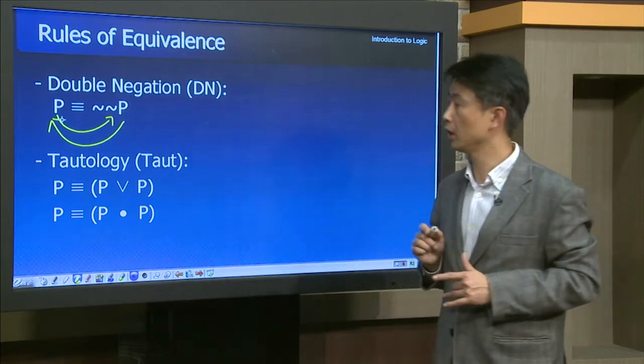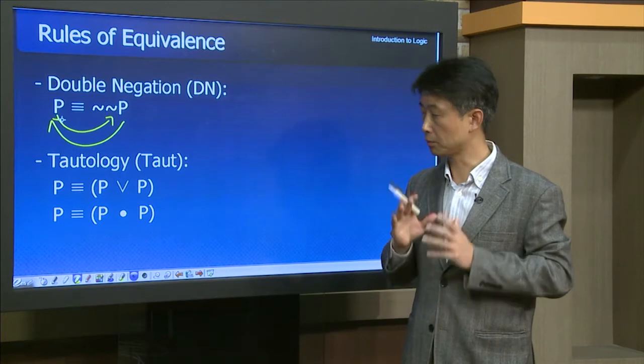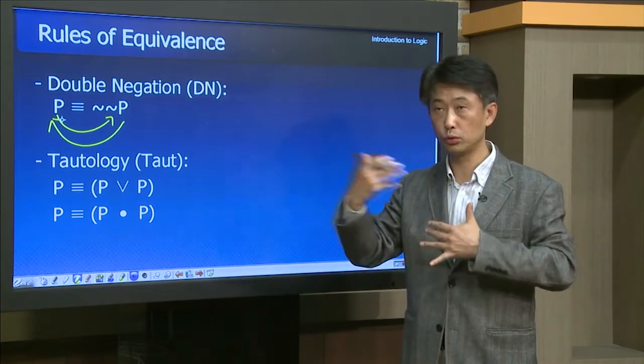So rules of equivalence allow going both ways. That's a big difference between rules of equivalence and rules of inference.